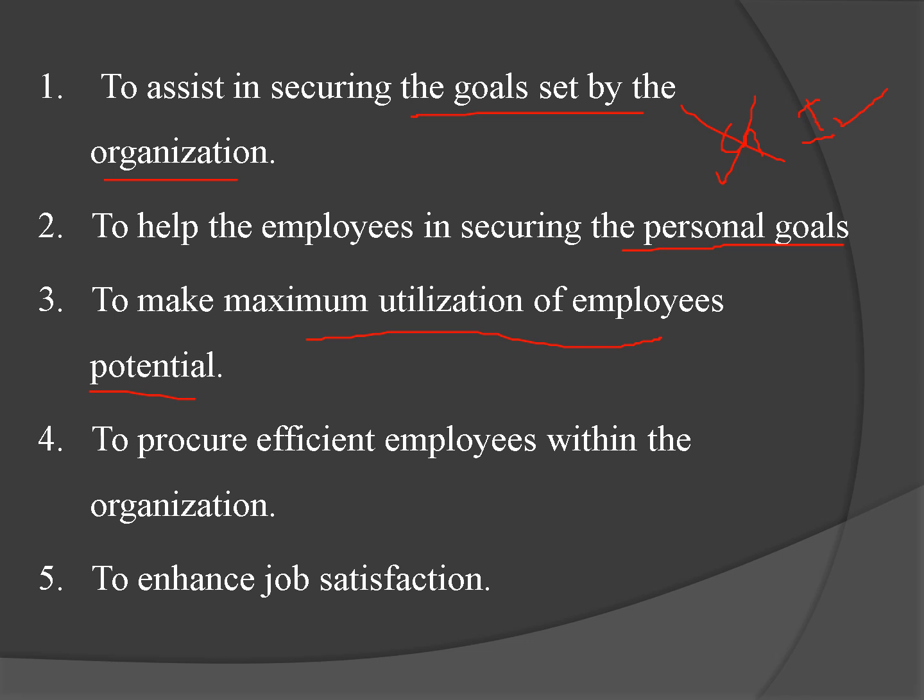Next, what is the fourth one? To procure efficient employees within the organization. Procure means to obtain. HRM people should maintain the performance appraisal system or the reward system. What happens if we maintain a performance appraisal or reward system? It will motivate the employees to achieve their target performance, and it will also improve the efficiency of the employee.